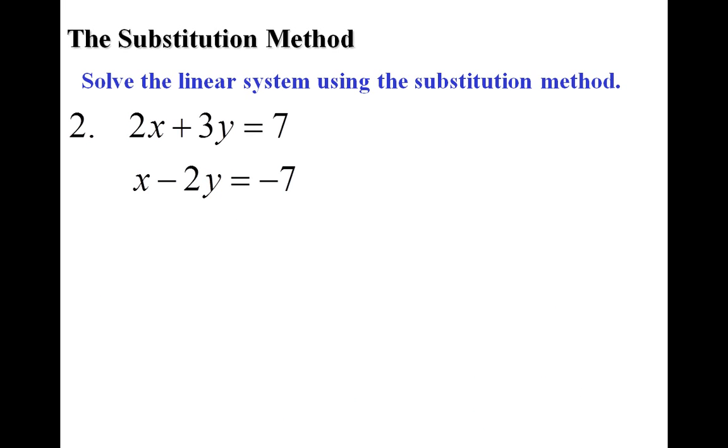Second example: 2x plus 3y equals 7, x minus 2y equals negative 7. Which equation looks as if you can solve for the variable the fastest route? When I look at it, I like equation 2 here because, see how x doesn't have a coefficient? And to get x by itself, it looks like I can just do that in one step. I can just add 2y to both sides. Alright, so let's add 2y to both sides now.